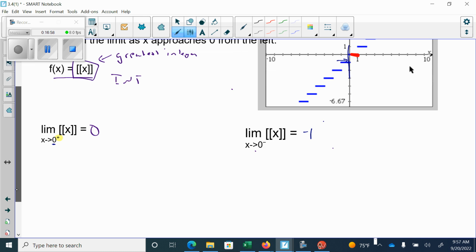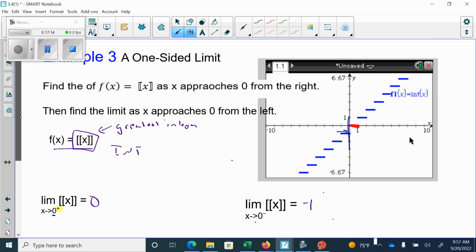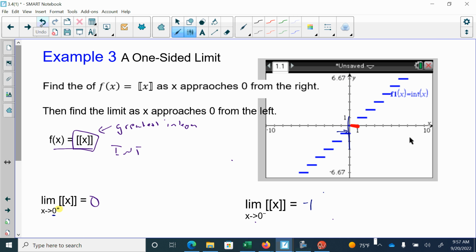So now, if I ask you for the limit as x approaches 0, no direction side, of the greatest integer of x, you would tell me that does not exist. Good?